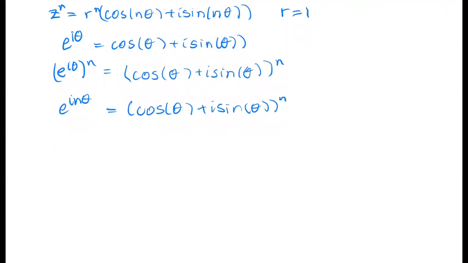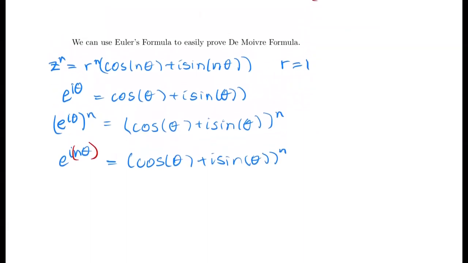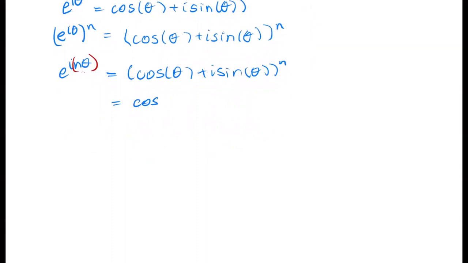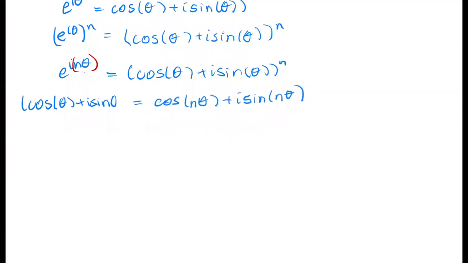Well, if we join these two formulas together, now our argument inside, instead of theta, we're actually going to be using n theta. If we do the substitution again, we could easily see that this is just equal to cos n theta plus i sine n theta, which is exactly what de Moivre's formula tells you: that if you have cos theta plus i sine theta, oh, let me move this down actually, raised to the power n, you would obtain this formula here.